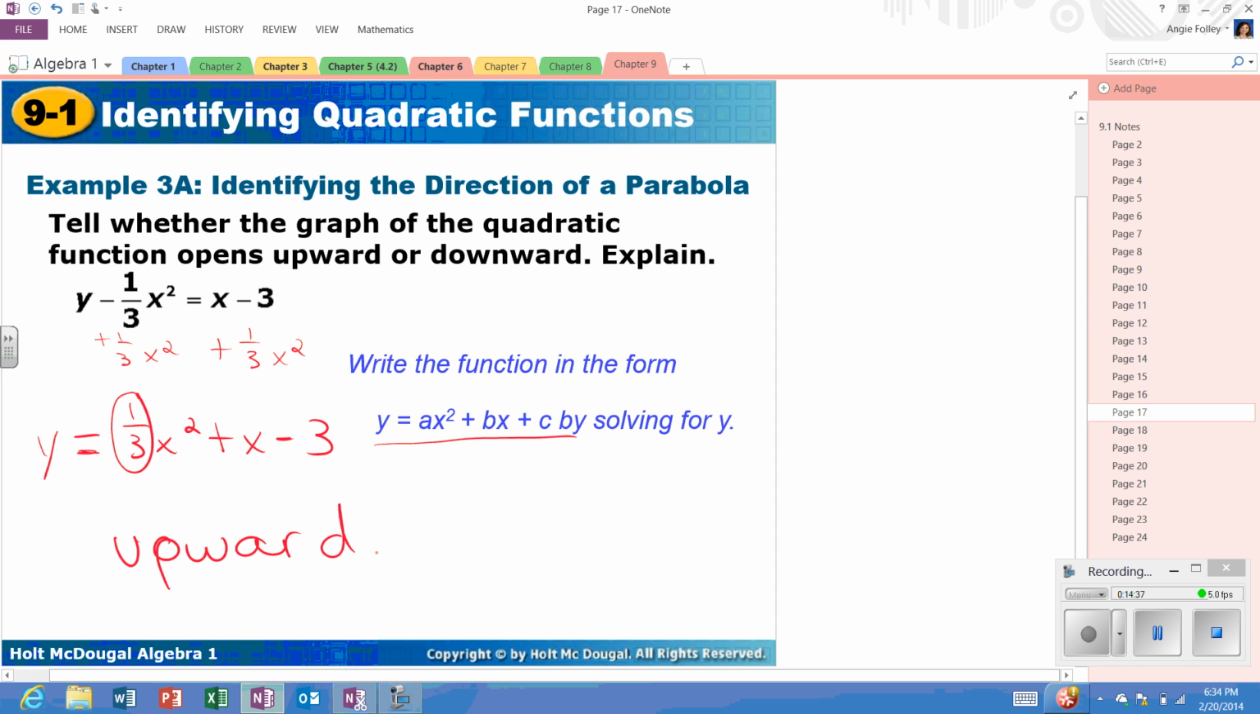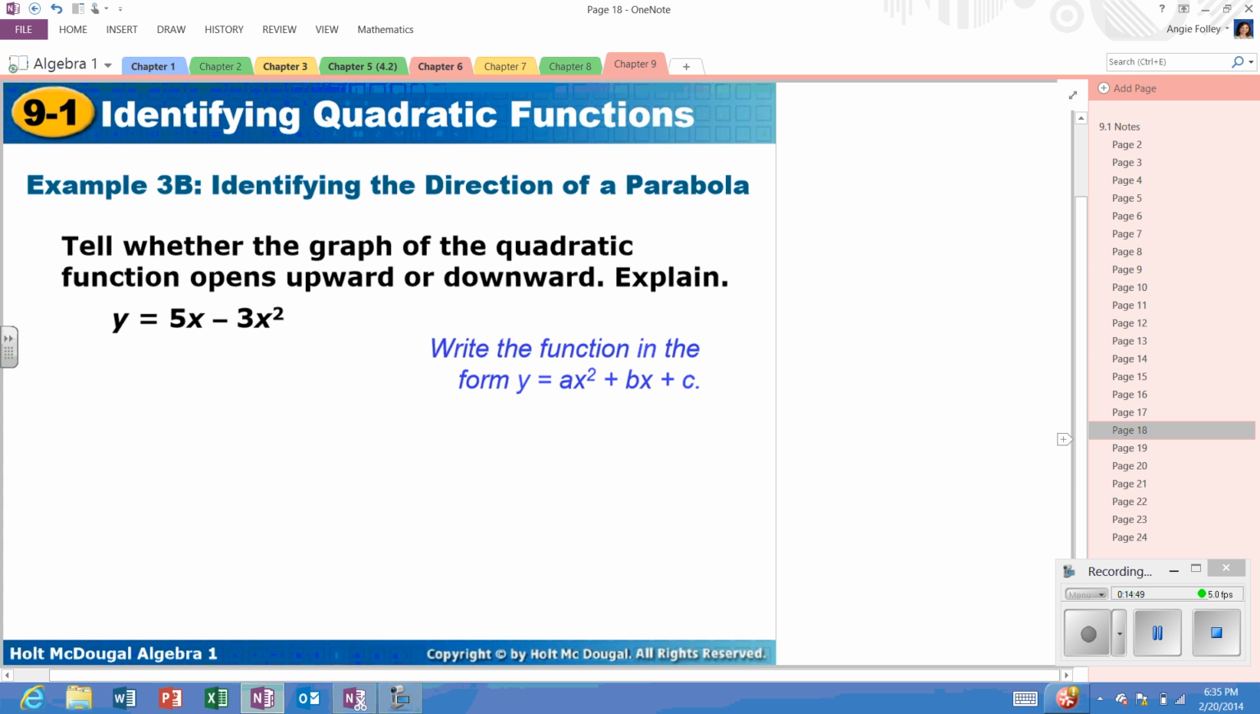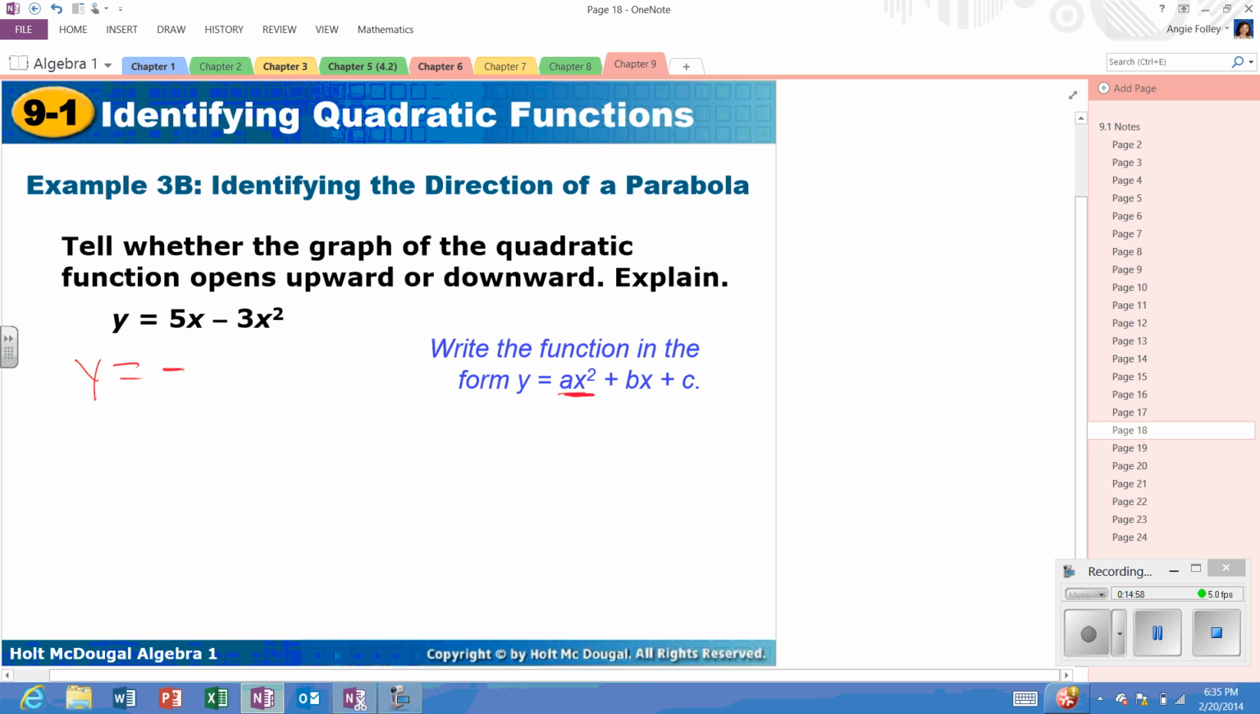Because a is equal to a positive 1/3. As long as the number is positive, it opens up. On this one, we've already got everything moved over to the right. We've got a y equals, but we want our ax squared term to come first. So I'm going to switch this around so that I have negative 3x squared plus 5x. And if you notice, our a value is negative 3, so the parabola opens downward.